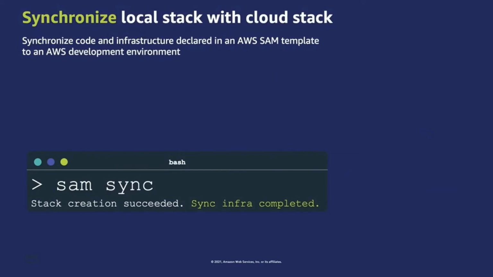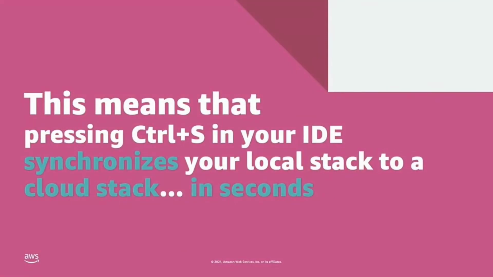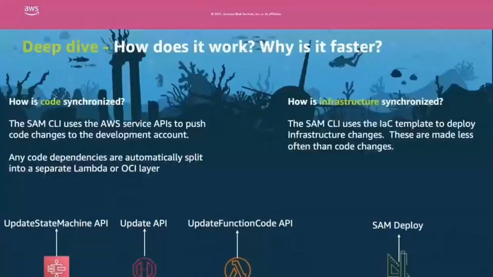It also then allows you to synchronize code and infrastructure declared in your SAM template to an AWS environment using this new command called SAM sync. And if you add this watch command to it, it creates a background process which will then monitor all your project files for any changes, and it will automatically synchronize with the cloud as soon as it detects a change. So in effect, what this means is as you're coding locally in your Lambda function code and you hit Control Save, that automatically syncs your application directly to your AWS developer account. And it usually takes just a couple of seconds, depending on what you've saved.